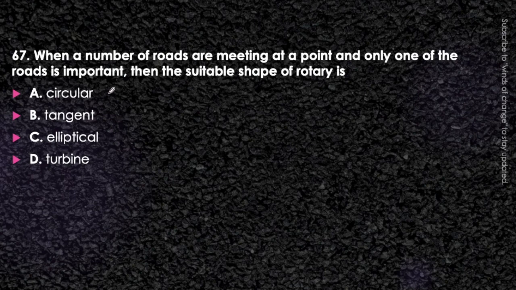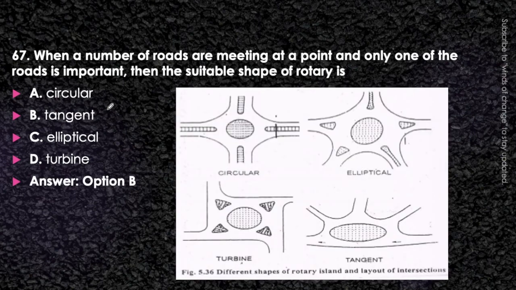We have already discussed a question in the previous video about this one. Circular is the case in which the right angle intersection is there and the traffic is approximately equal. In the case where only one road is important, we will prefer the tangent shape. Okay, this is the case of the tangent where this is the most important road so that the traffic can flow directly, and these are the other roads which are not so important. Okay, so these are various kinds of shapes: circular, elliptical, turbine or tangent shape of rotary.